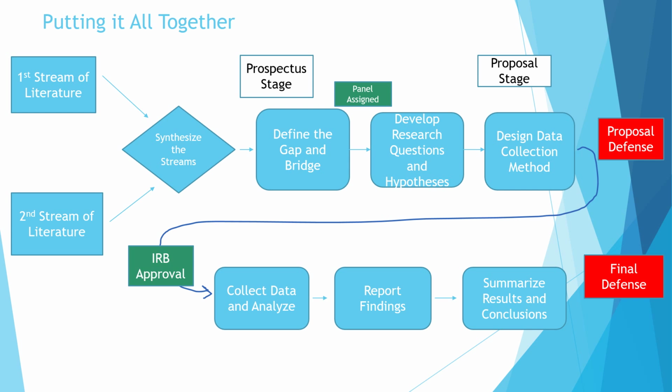At that point, then, a final defense is scheduled, and the entire dissertation, all 5 chapters, will be presented and defended to an audience of administration, faculty, and students again. So this is the process, and these are the different stages that you have to go through.